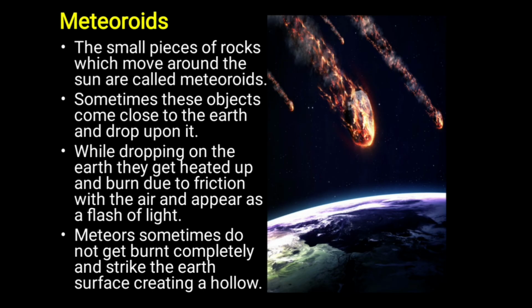Now we will discuss meteoroids. The small pieces of rocks which move around the sun are called meteoroids. Well, meteoroids are like asteroids, they are very small objects and they also revolve around the sun. Sometimes these objects come close to the earth and drop upon it. Well, because the earth has gravitational force which keeps all the objects attached to it.